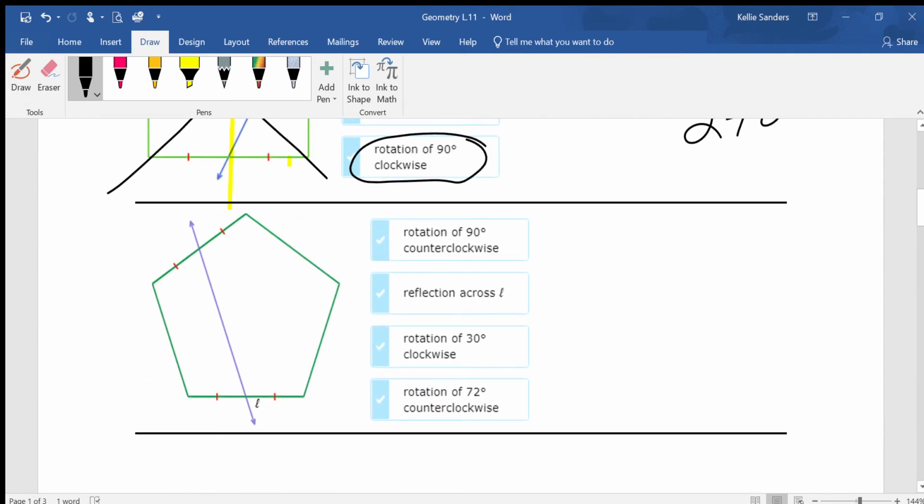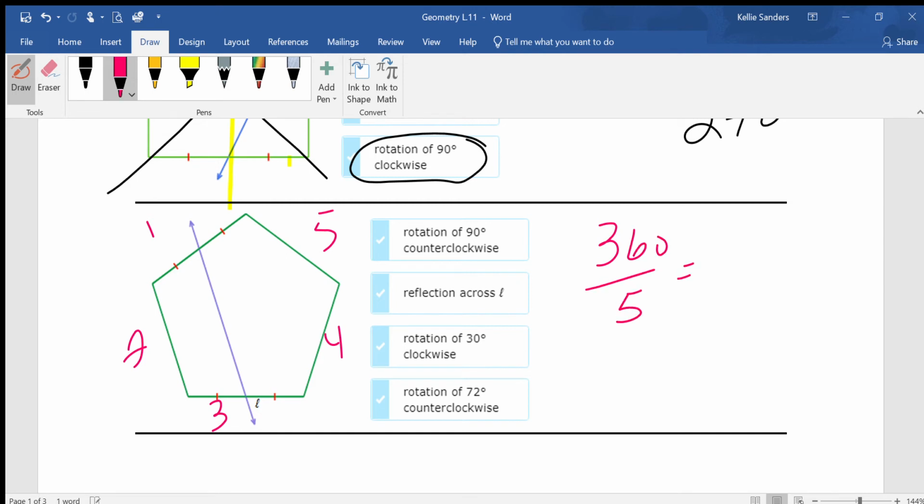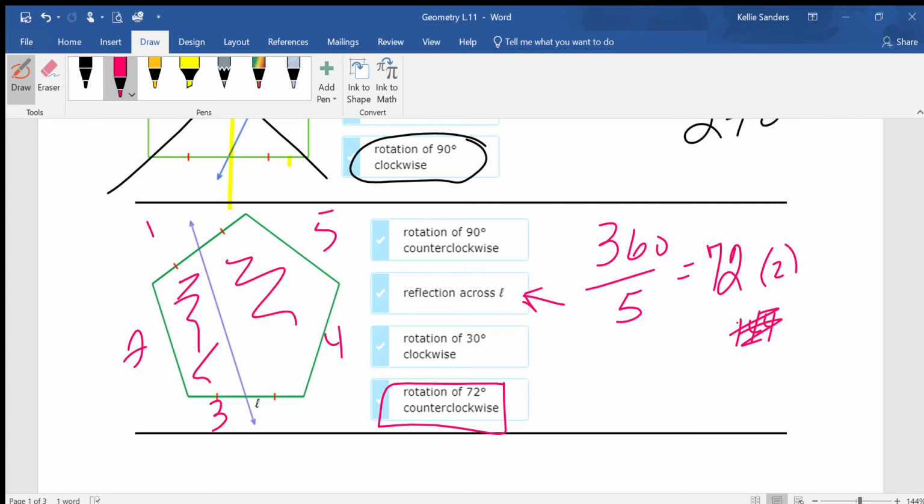Okay, so we're going to say we have 1, 2, 3, 4, 5. So 360 divided by 5 is 72. So if I rotate it 72 degrees counterclockwise, then I would get the same shape. Or if I multiply this by 2, I'd get 144, and so on and so on, okay? But I don't have any of those weird numbers on this. But I do have to check the reflection across L. And again, whatever's on this side is not the same on this side.